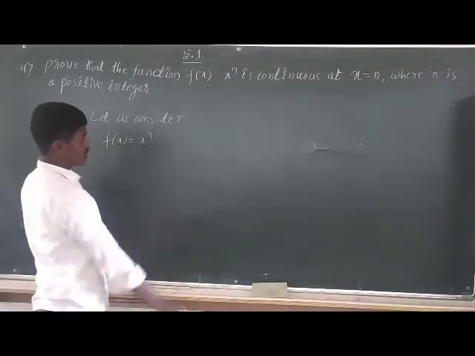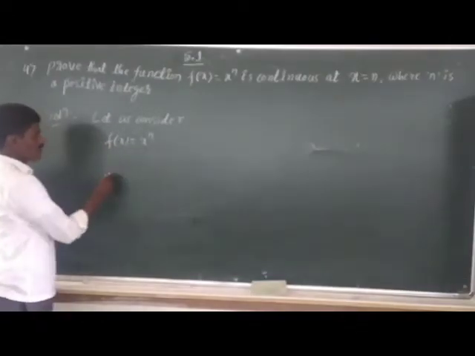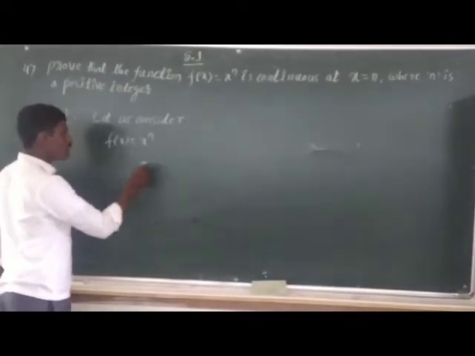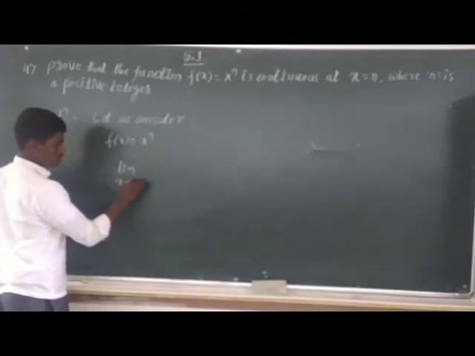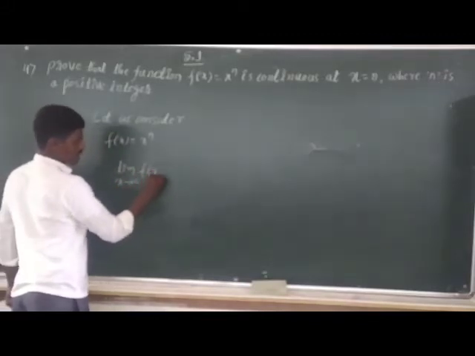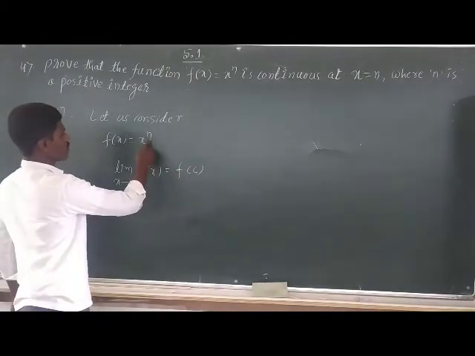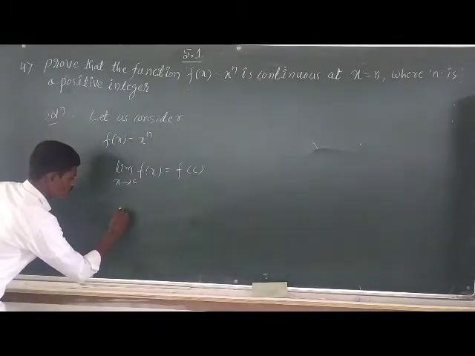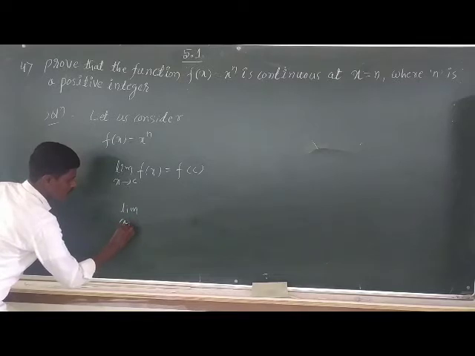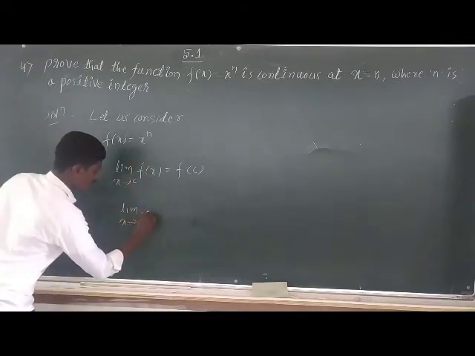For checking the continuity of the function f of x is equal to x raised to n, it is a single function. We just have to use the formula that we are already familiar with: limit as x tends to c of f of x is equal to f of c. Here c is nothing but n. So first of all, limit as x tends to n, when the function is x raised to n.